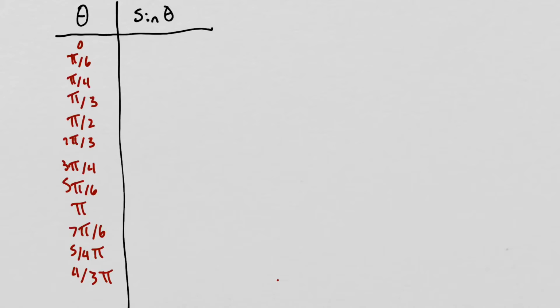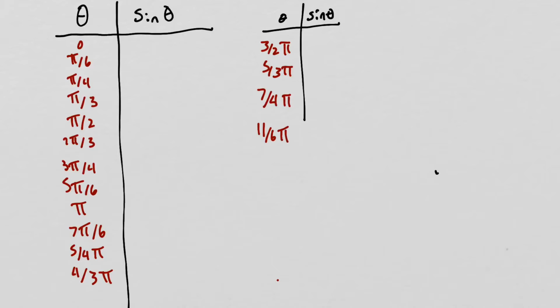Let's keep going. 3 divided by 2 pi, 5 divided by 3 pi, 7 divided by 4 pi, and 11 divided by 6 pi.